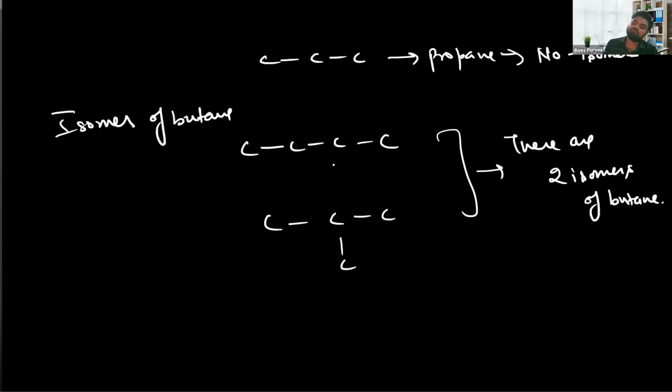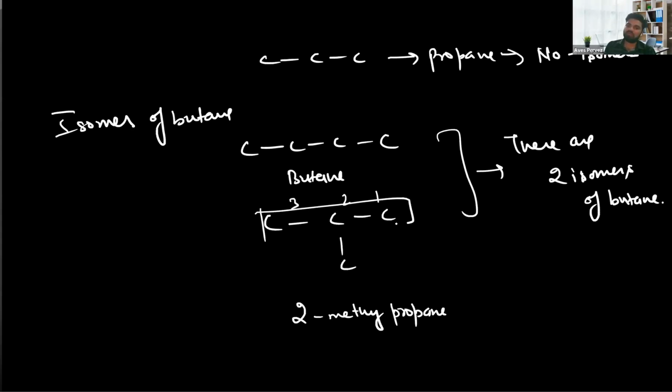And what is the IUPAC name of this one? Butane, only butane. And this one? 2-methyl propane. 1, 2, 3. 2-methyl. At the 2 position, we have a methyl group, 1 carbon chain, and propane for 3 carbon. Okay. Got it?